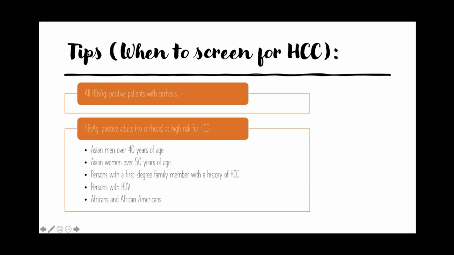Last point is just tips when you screen for HCC for such patients. All patients who have cirrhosis need to be screened for HCC with imaging every 6 months. But patients without cirrhosis need to be screened if they are Asian men more than 40, Asian women more than 50, anyone with first degree family history of HCC, or co-infection with Hep D, or African Americans at any age. They need to be screened for HCC every 6 months with imaging, with and without alpha-fetoprotein.